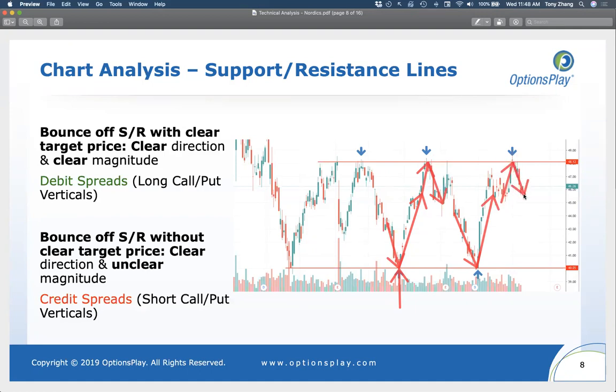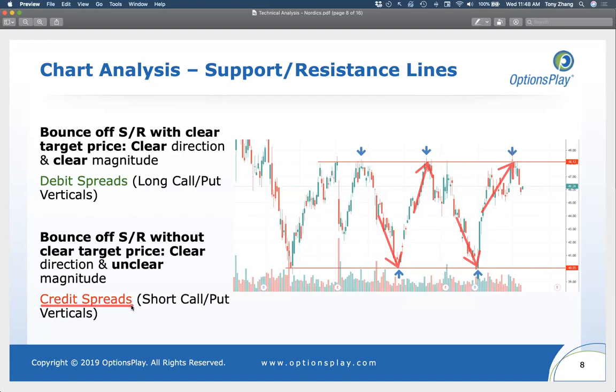Now, there's a few different ways that you can think about this. Number one, you can think of them simply as a reversal. So if you think of them simply as a reversal, meaning it's not going to go below 40 or it's not going to go above 48, then the best thing to do here is to sell a credit spread.